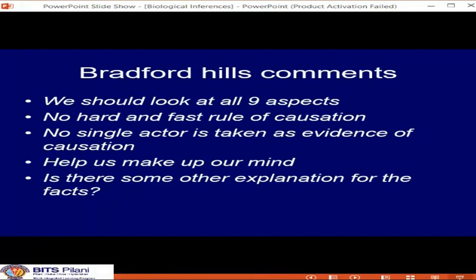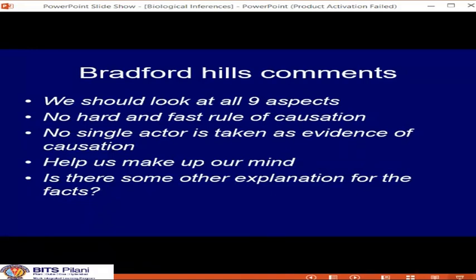We should look at all 9 aspects. There is no hard and fast rule. There are 3 out of 9 or 6 out of 9. So there's no hard and fast rule as to the number of factors. No single factor should be taken. You shouldn't say, 1 out of 9 is enough. There's no single factor as evidence of causation. These 9 factors all together should help us make up our mind about causation.